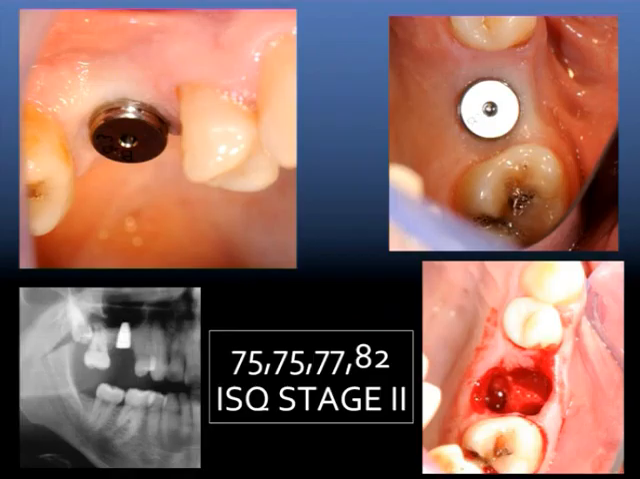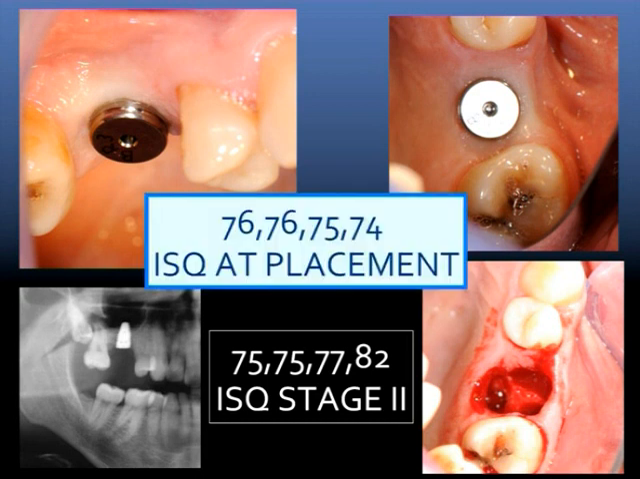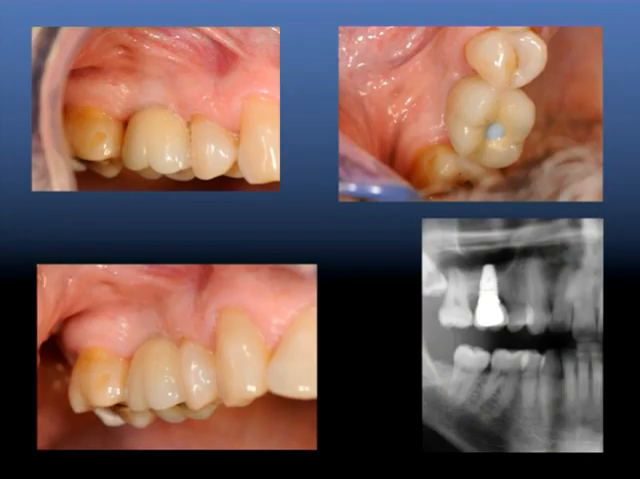And then we come back at stage 2, and we waited a full 6 months here, and we can see the numbers are 75, 75, 77, and 82. And so we've seen an improvement like we would want to see compared to the previous placement. But you see there's a little bit of variability, at least in my hands, on these readings. And we're pretty careful about how we do this, and then the patient goes on and is restored very nicely.